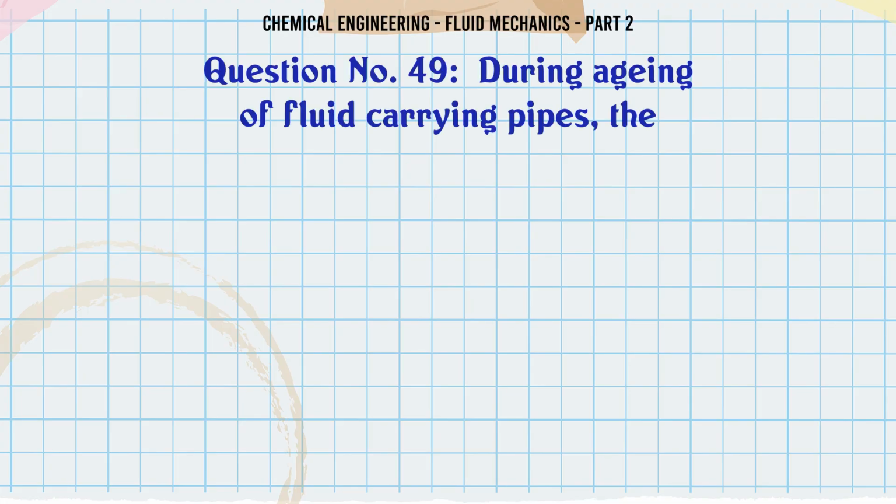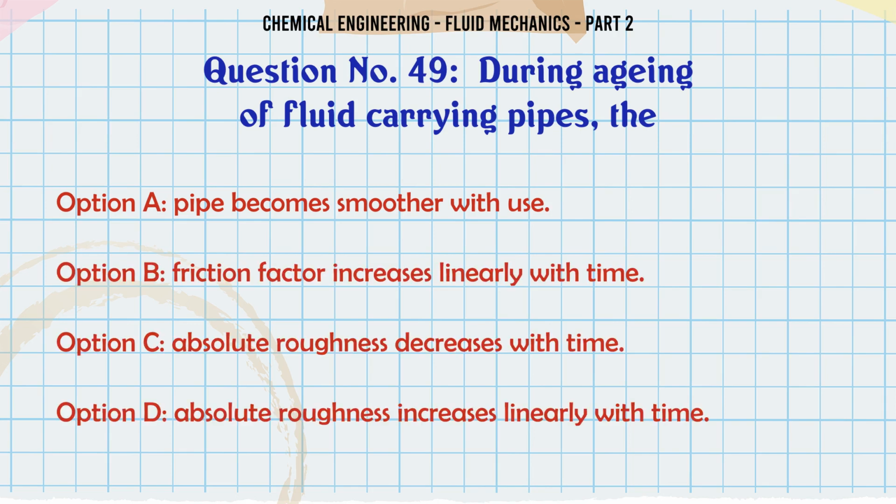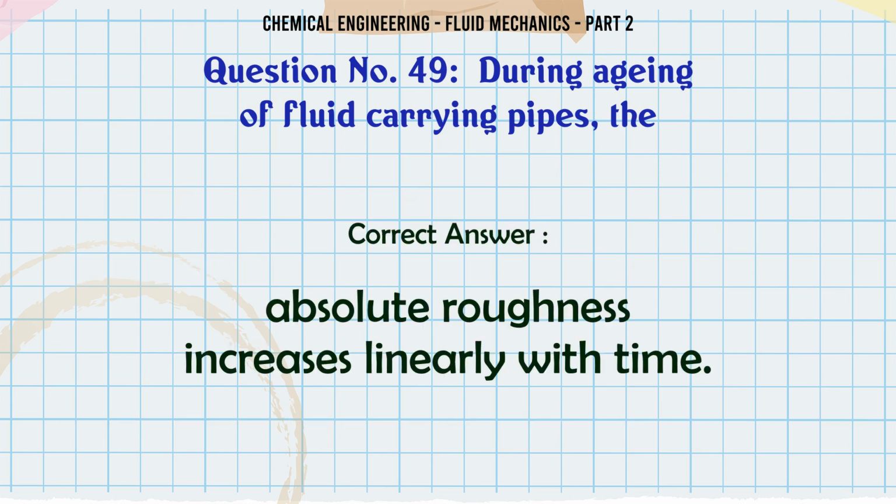During aging of fluid carrying pipes, the A. Pipe becomes smoother with use, B. Friction factor increases linearly with time, C. Absolute roughness decreases with time, D. Absolute roughness increases linearly with time. The correct answer is absolute roughness increases linearly with time.